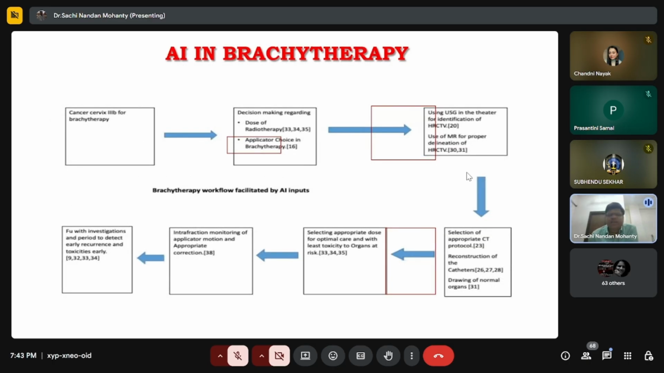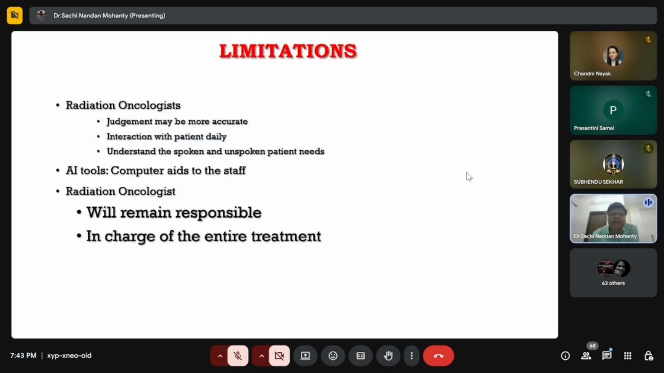These are the brachytherapy, as I already told you. So brachytherapy is the advanced part of radiation therapy, an advanced version of radiation therapy. Only the targeted part gets the radiation, and the brachytherapy workflow is facilitated by AI input. Then it automatically counts: you give the body weight and all the physical parameters, and the brachytherapy will tell exactly how to do the treatment.